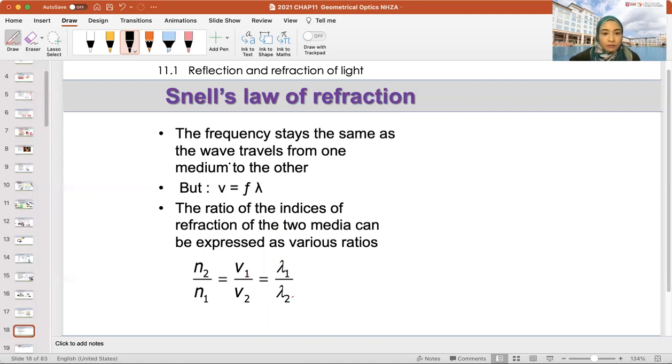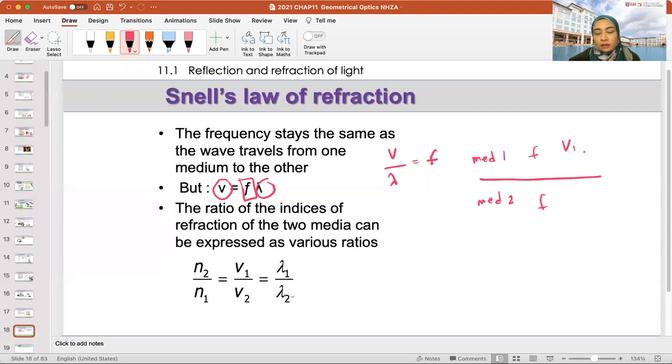So frequency stays the same as a wave travels from one medium to the other. We know this. Everything else changes except the frequency. So frequency is like the winner here. With that said, we know that V over lambda is equal to F. If F does not change when it travels from medium 1 to medium 2, V1 is not going to be the same as V2, and maybe lambda is not the same either. But we're going to talk about V first.